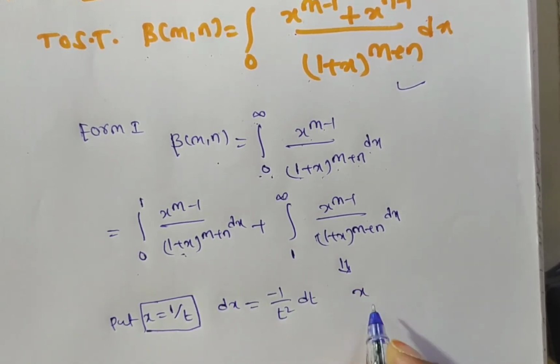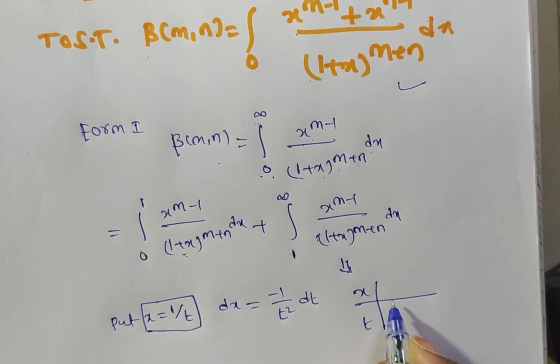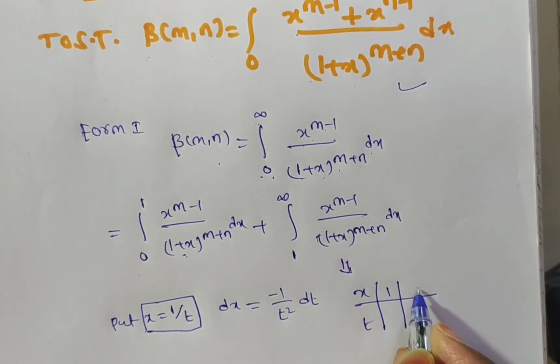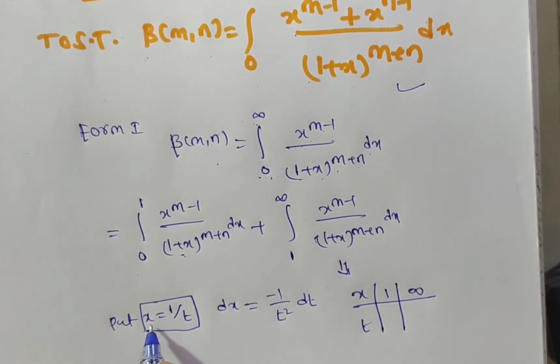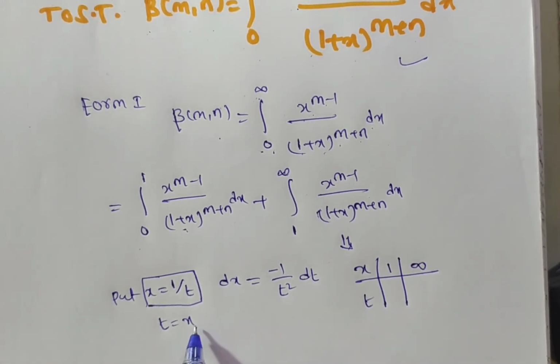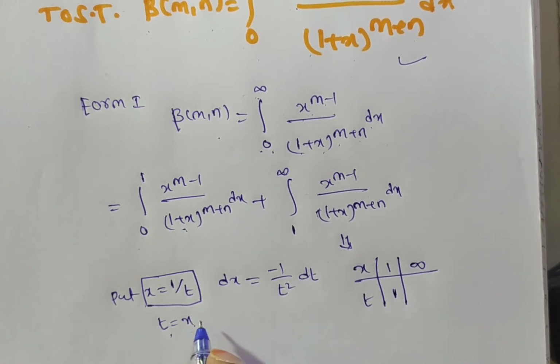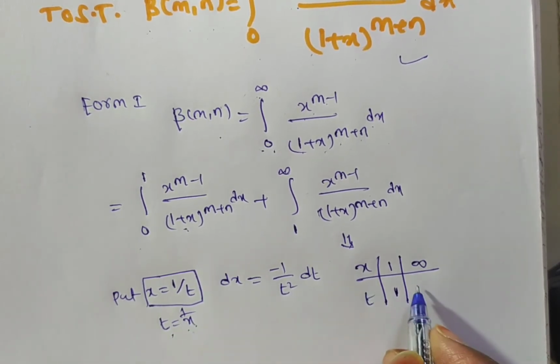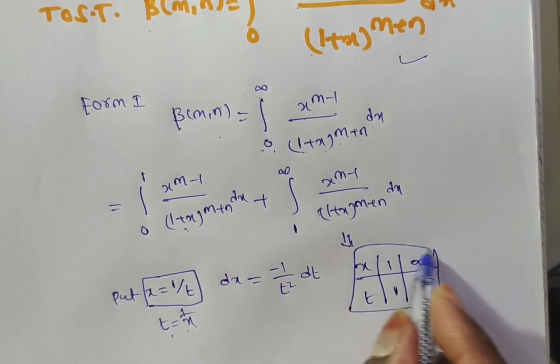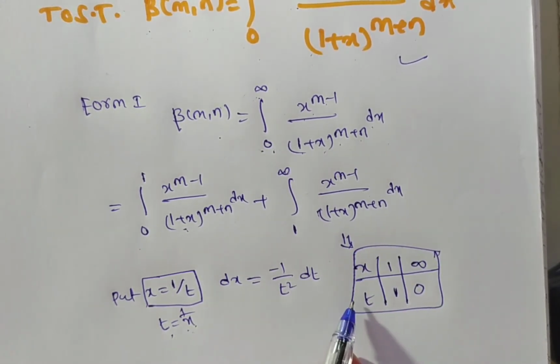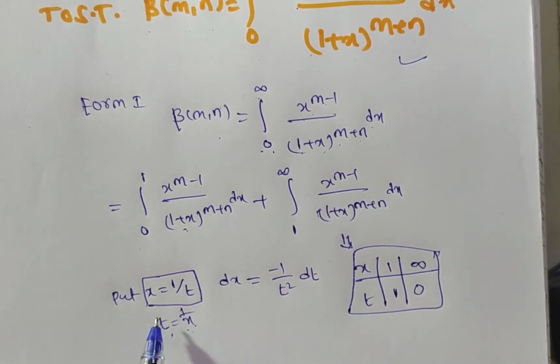Now I want the t limits. What are the x limits we have? The x limits are 1 and infinity. If you put x equals 1, what is the t value? Since t equals 1 by x, 1 by 1 means 1. If you put x equals infinity, 1 by infinity is nothing but 0. So the limits we have, and the dx value you know, and the x value also you know.